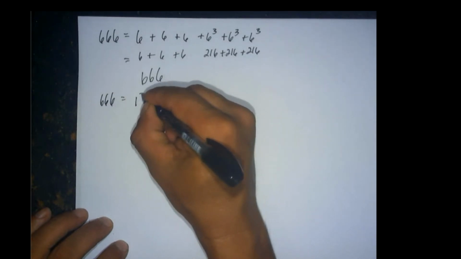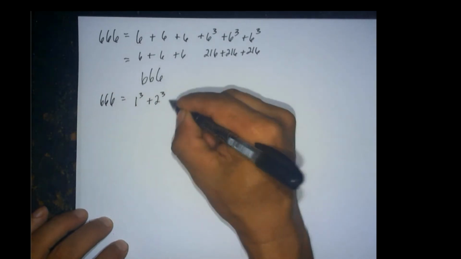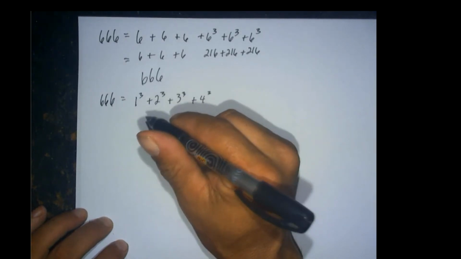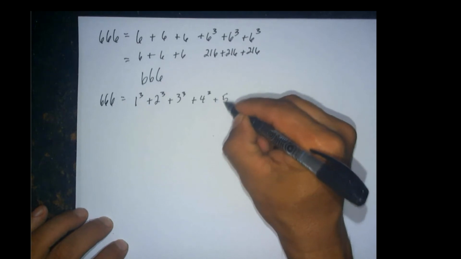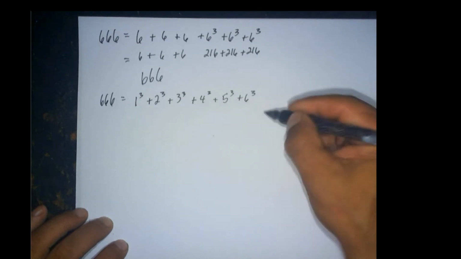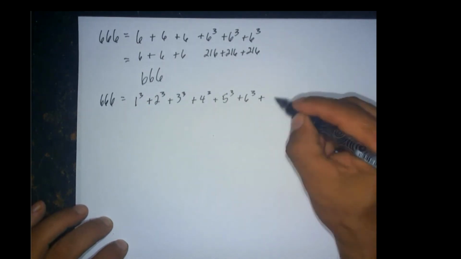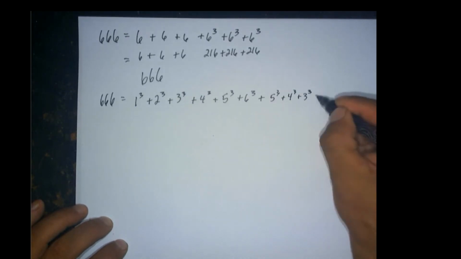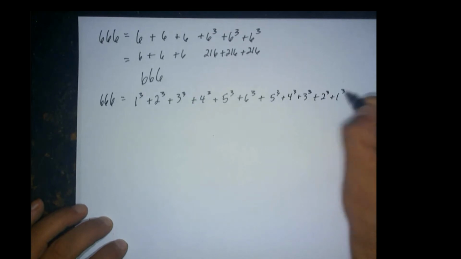1 cubed plus 2 cubed plus 3 cubed plus 4 cubed plus 5 cubed plus 6 cubed plus 5 cubed plus 4 cubed plus 3 cubed plus 2 cubed plus 1 cubed is 666.